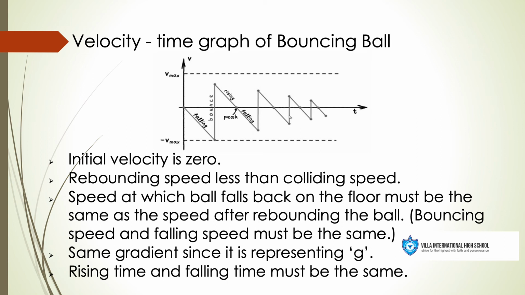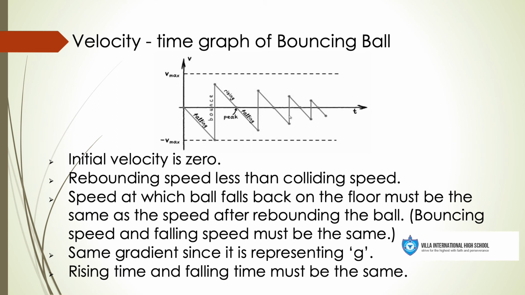Okay, then why is the gradient the same? The slope is exactly the same everywhere, because in a velocity time graph the gradient is acceleration, and the acceleration is constant, 9.81 meters per second squared. That's why the gradient is constant. And rising time and falling time must be the same, the time taken to rise and the time taken to fall should be the same. Okay, that you have to remember. Then this is about the velocity time graph.